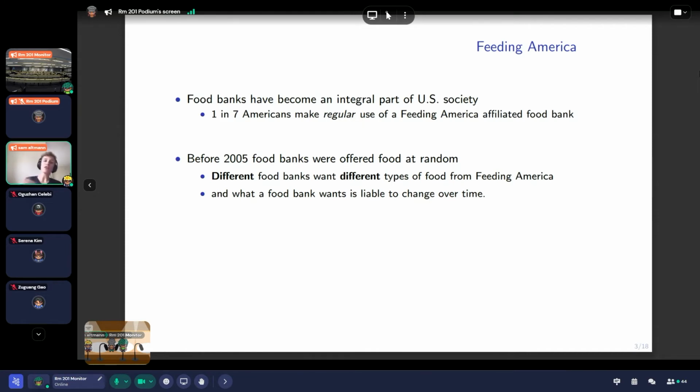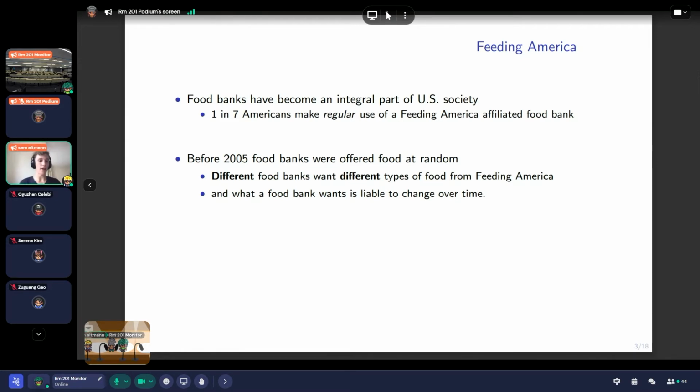And this is because, as well as receiving food from Feeding America, food banks also receive food from local donors, so local farms, local grocery shops. And importantly, what a food bank actually wants from Feeding America is likely to change over time, after a bad harvest, or if they just haven't received breakfast cereal from their local donors in a while.